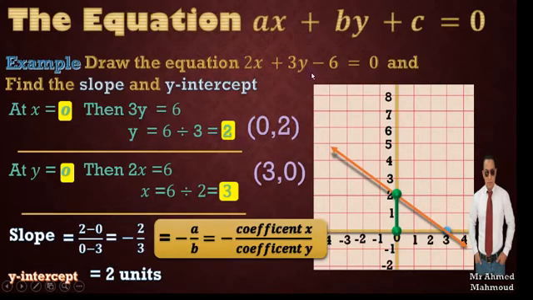Okay, now from this example, I need you to learn only 3 items. The first item, that this equation is represented by a straight line. This is the first item I need you to learn. Number 2, the slope. The slope equals negative coefficient x over coefficient y. Number 3, if I need to find the y-intercept, then I put x equal 0. It gives me the intercepted part of the y-axis. Okay, now let's solve a problem about the slope and y-intercept from this equation.